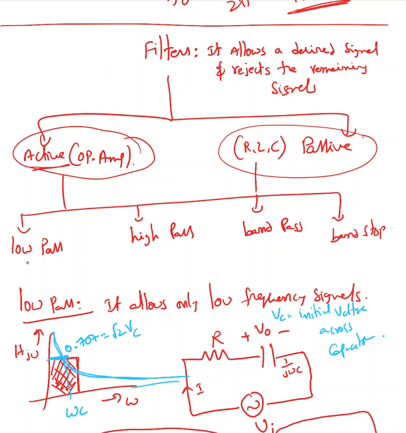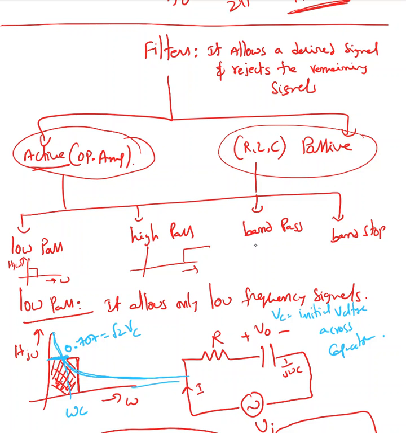A low pass filter is nothing but it allows signals at low frequency. So the x-axis is omega, and the y-axis is the signal, whatever that signal is. For the time being, I'm going to take that as H(j omega). So a low pass filter allows signal at low frequency. A high pass filter, same thing, allows signal at high frequency. Once it reaches a certain frequency, it starts allowing the signal.